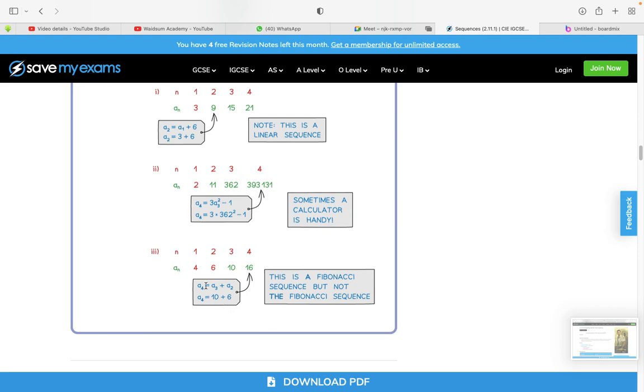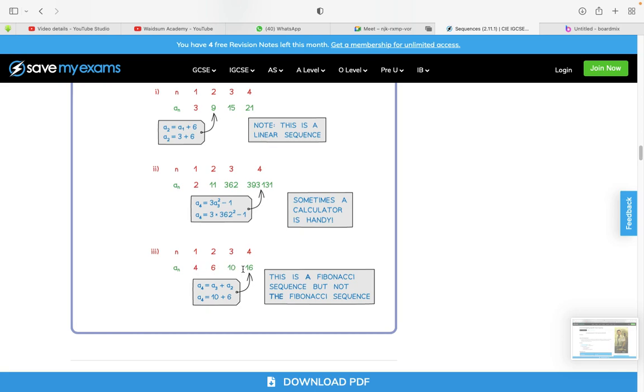sequence. If you look at this sequence, a4 is a3 plus a2. To get a4, you add a2, which is 6, and a3, which is 10. You get 16. And a3 is a1 plus a2. That's 4 plus 6, that gives you 10. So this type of sequence, where if you're looking for the third term, you have to add the first and second, is called the Fibonacci sequence.